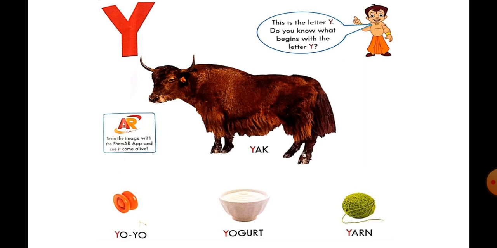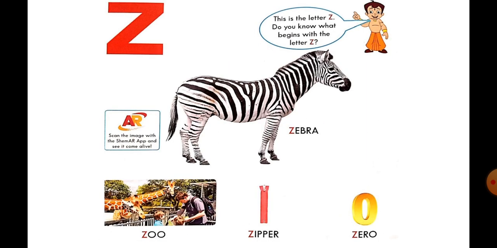So now our next letter is the letter Z. Now we will pronounce it with its phonic sound. So let's start. Z for zebra, Z for zoo. Z for zipper, Z for zero. So now you all know it.